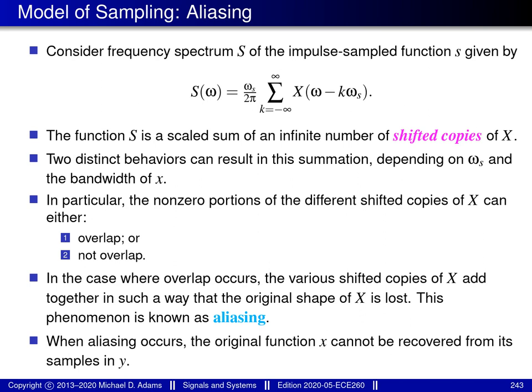The effect that occurs in this case, which leads to impulse sampling losing information, is called aliasing. In short, when aliasing occurs, impulse sampling loses information. Therefore, if we don't wish for information to be lost by impulse sampling, we must ensure that aliasing does not occur.